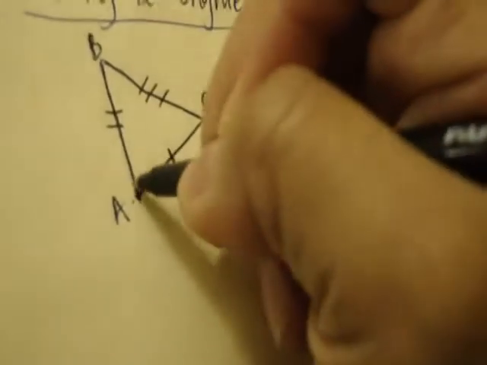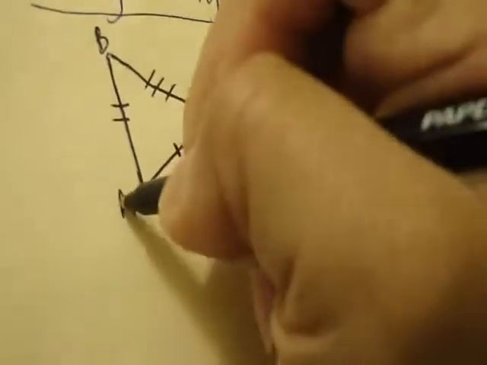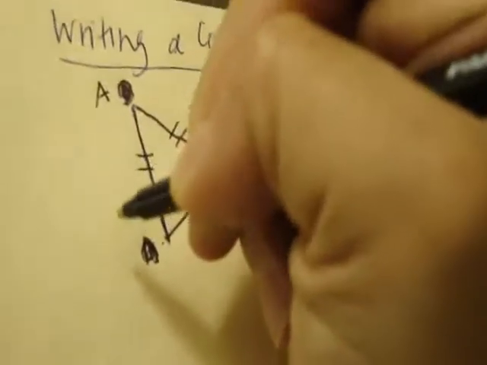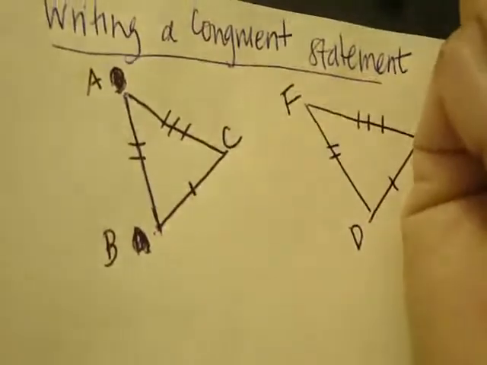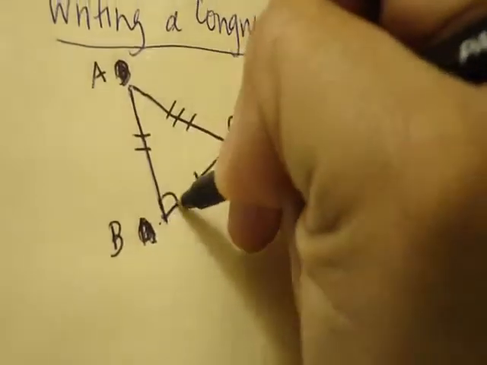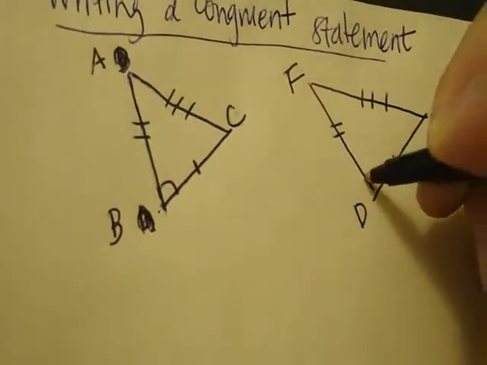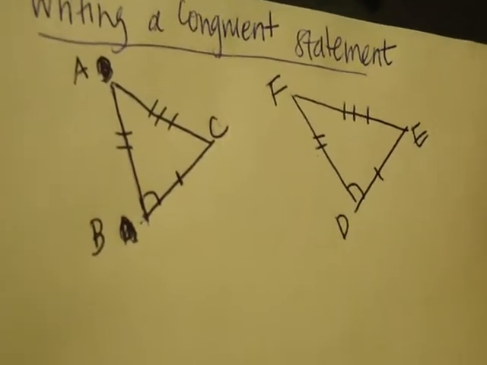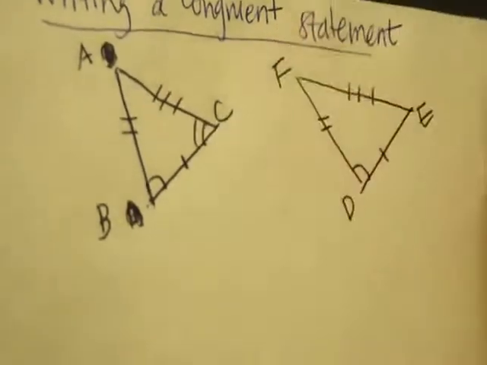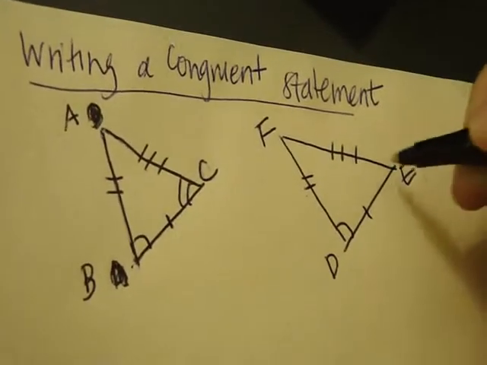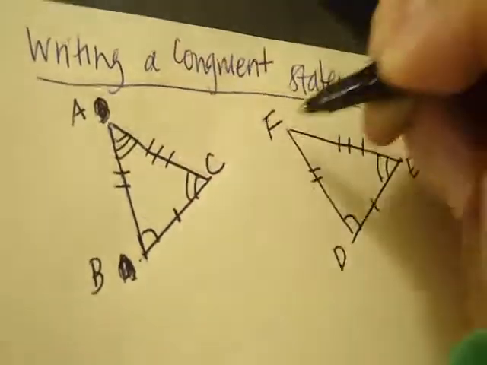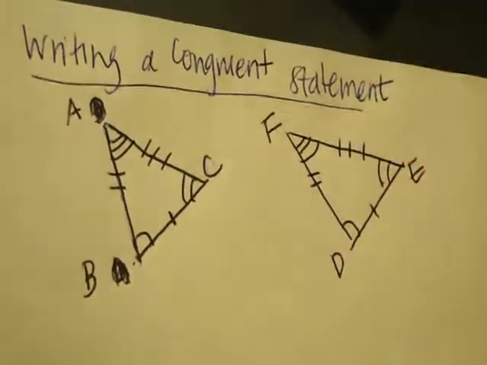So let's see. Oh, and I'm sorry. Let's go ahead and make this an A. Let's go ahead and make this a B. And we're told that angle B corresponds with angle G. And we're told that angle C corresponds with angle E. And angle A corresponds with angle F.